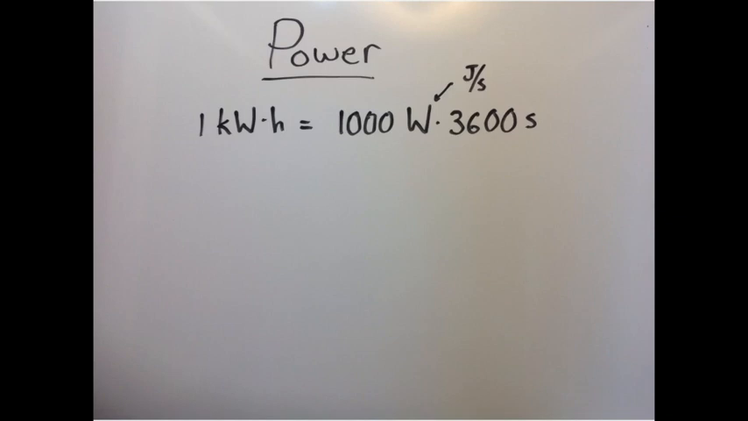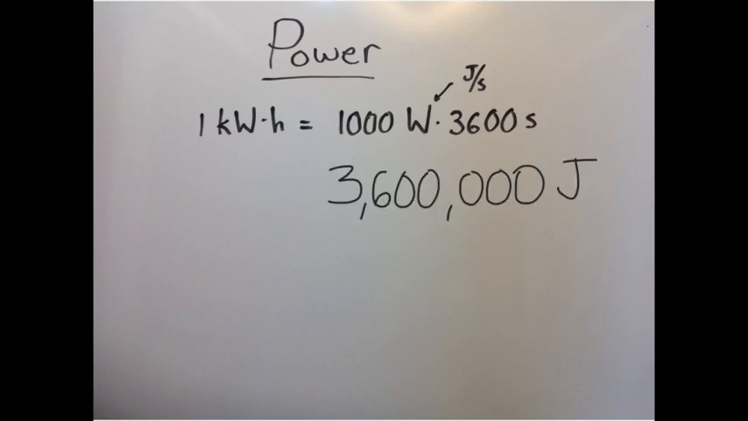And since a watt is a joule per second, those seconds units are going to cancel, giving us, whoa, 3,600,000 joules? That's 1 kilowatt hour. So how big really is a kilowatt hour? I mean, in terms of your electrical consumption, a kilowatt hour is kind of not that big of a deal, all things considered.